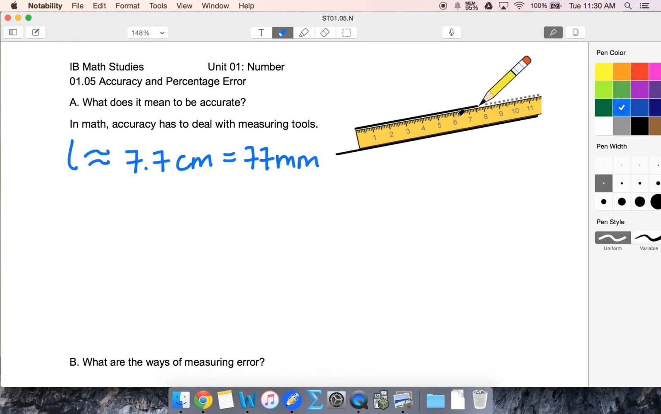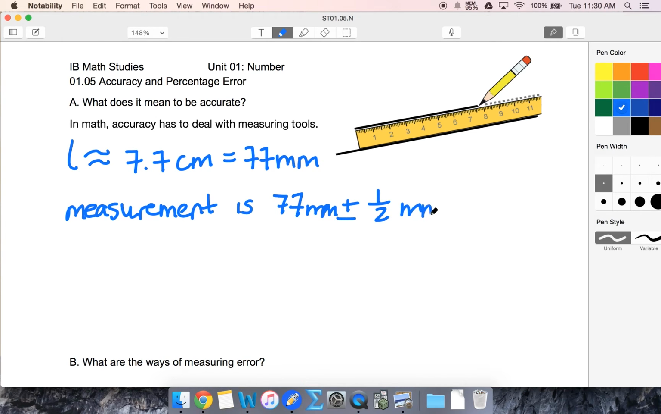Well, if I'm asked how accurate this measurement is, because I'm only measuring in millimeters, then I can only be accurate to the nearest half millimeter. So I say that my length, my measurement, is 77 millimeters plus or minus half a millimeter.